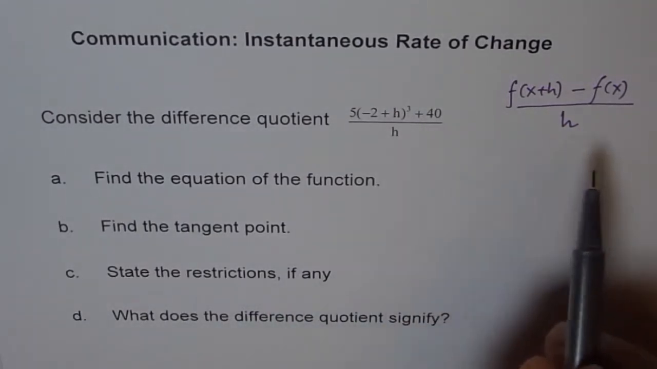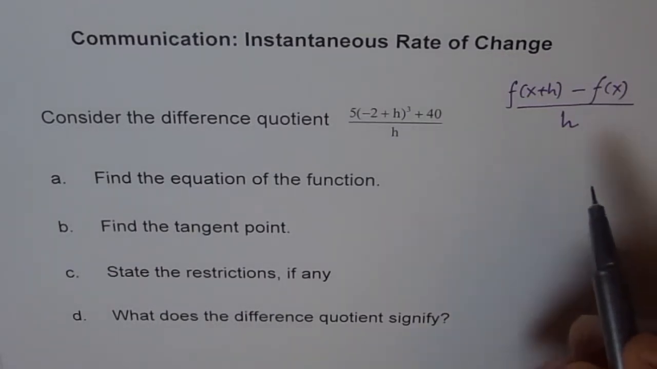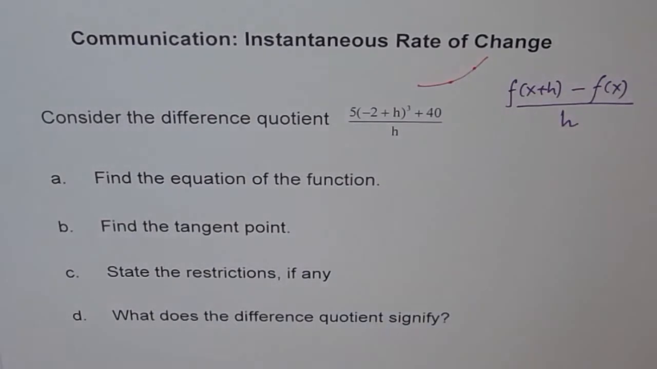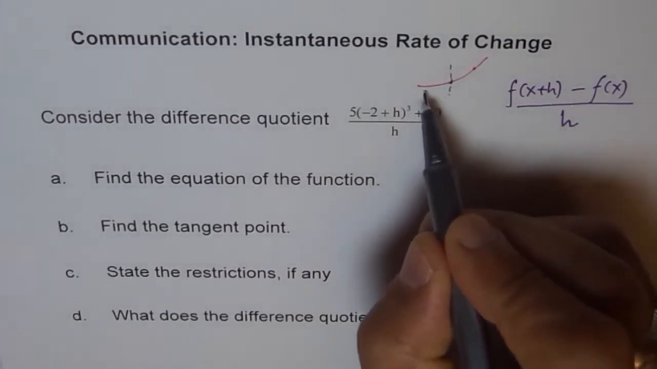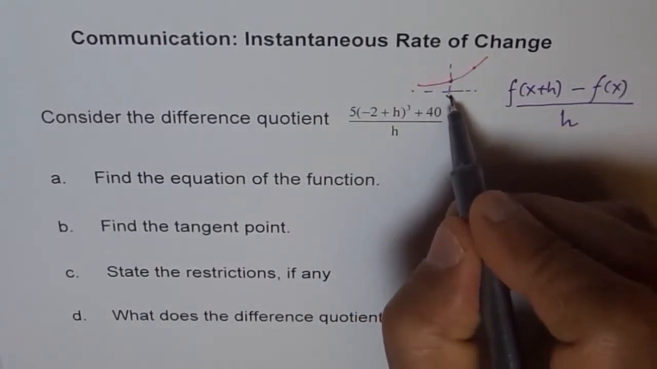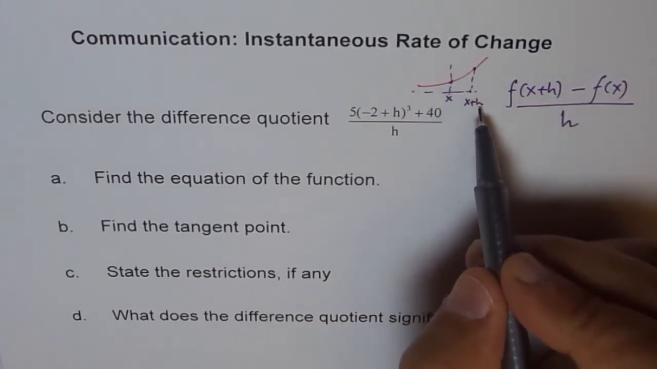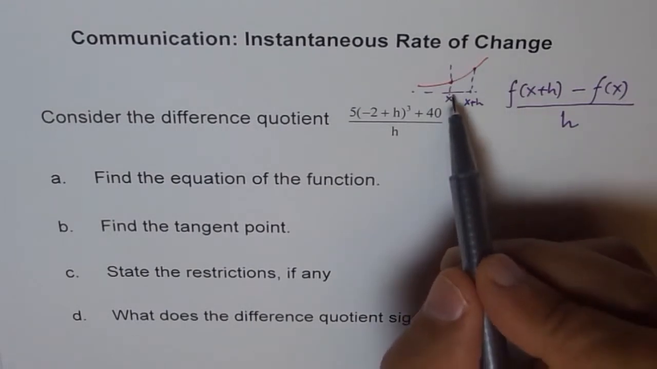So basically what this signifies, which is kind of the answer for part D, is this: consider a curve. Let's say this is a curve, and there are 2 points here. We take any 2 points on the curve, and let us assume this point is at x, and this point is at x plus h. h is a number very, very small compared to 1, approaching 0, like 0.001. So this point is actually very close to this one, right?